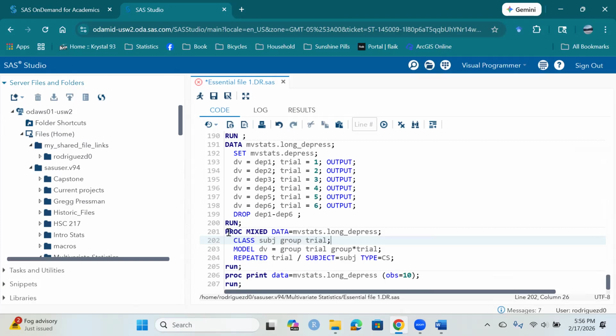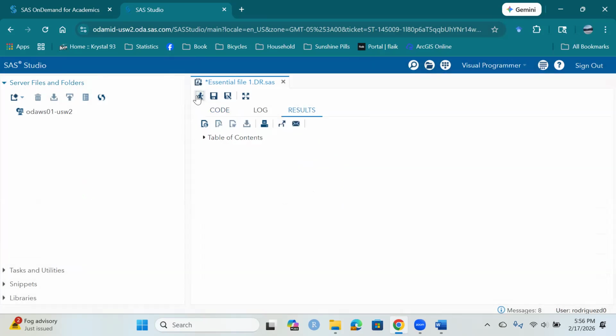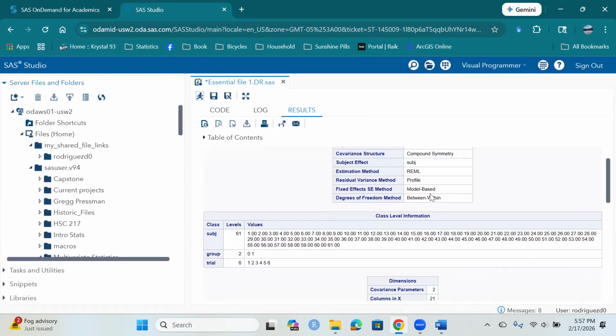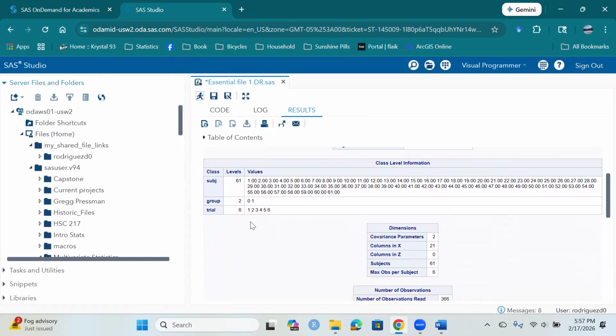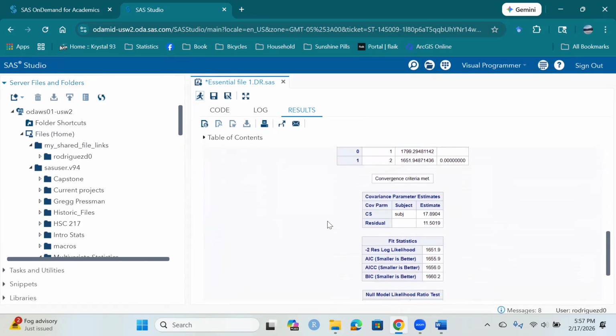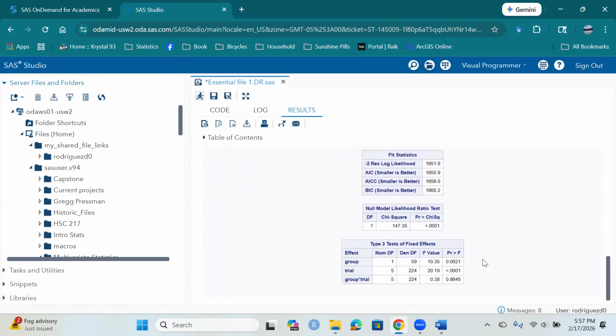Let's see what went wrong here. PROC MIXED. Here it is. I must have pressed something wrong by accident. So here is our subject. Subject is our participant variable, and it has 61 different levels with 2 groups and then 6 trials. I like how concise the data are.